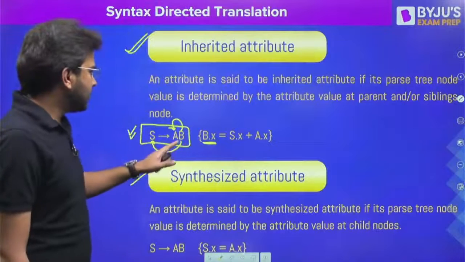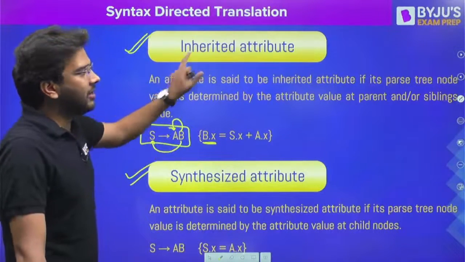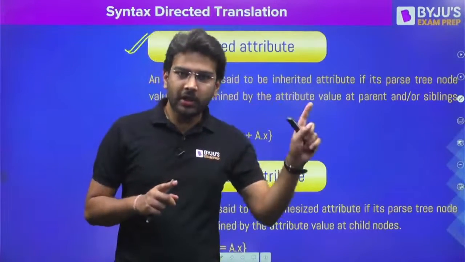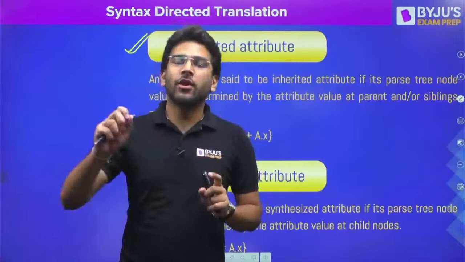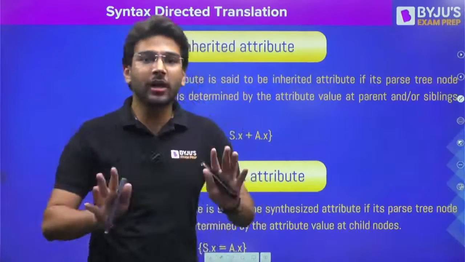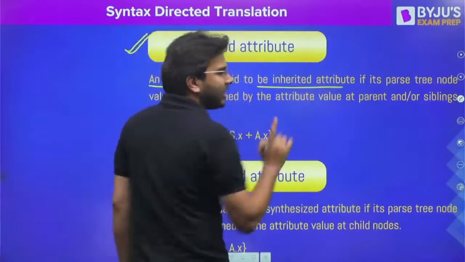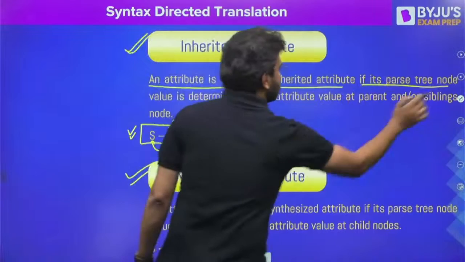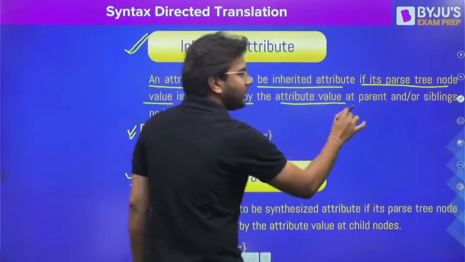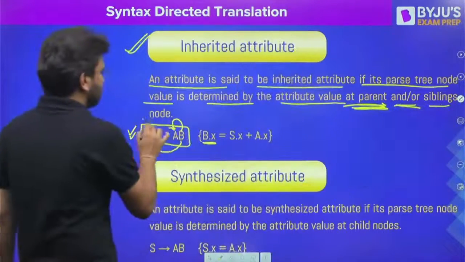Now carefully see this. B is taking the value from S as well as A. So in case of inherited attribute, the attribute can take the value from its parent and or from its siblings. It can be the left sibling, it can be the right sibling, both are allowed. Now see the definition. An attribute is said to be inherited attribute if its parse tree node value is determined by the attribute value at the parent and or siblings node.